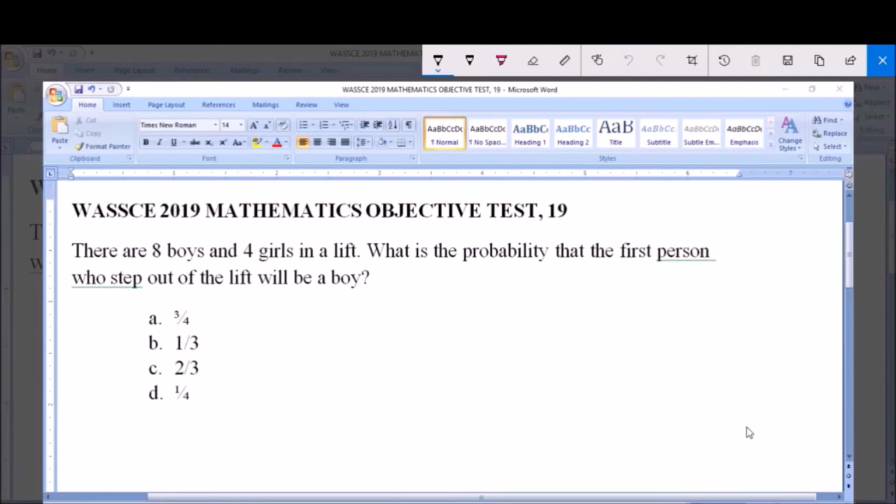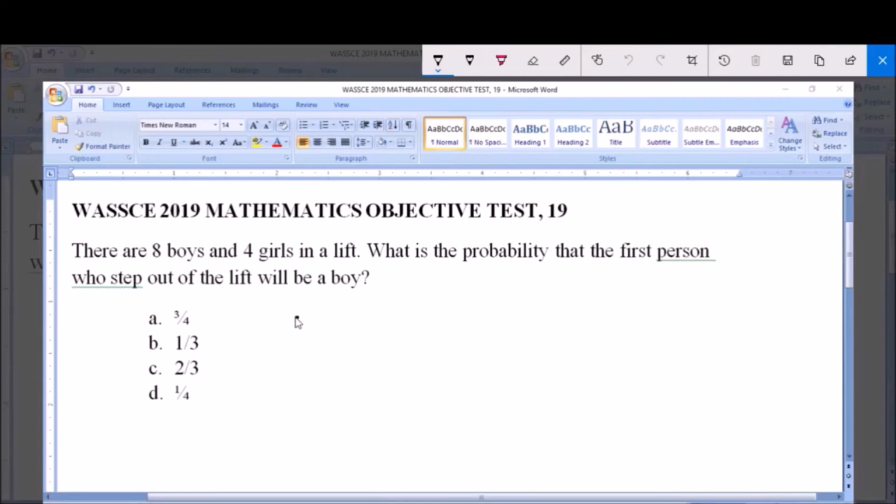Good day and welcome. Today we'll be dealing with WAEC 2019 Mathematics Objective Test question 19. There are 8 boys and 4 girls in a lift. What is the probability that the first person who steps out of the lift will be a boy? A, it says 3/4, B says 1/3, C says 2/3, and D 1/4.